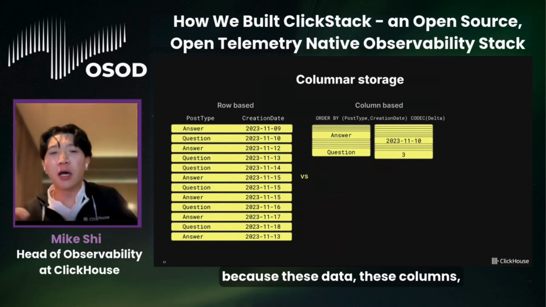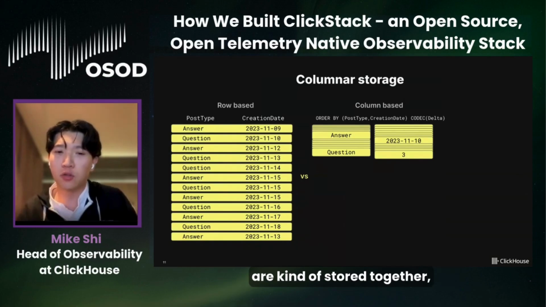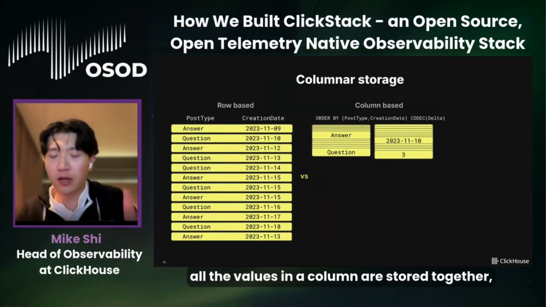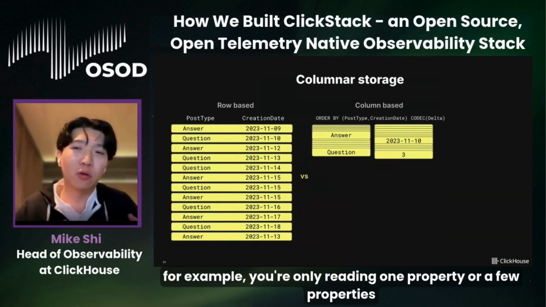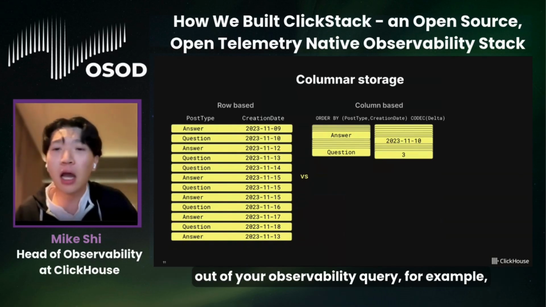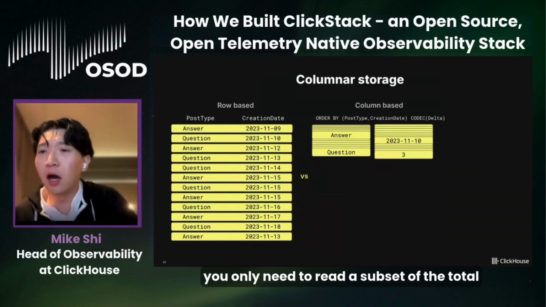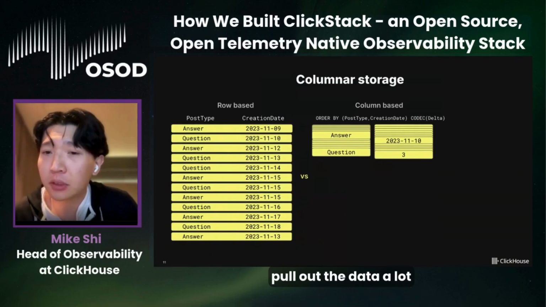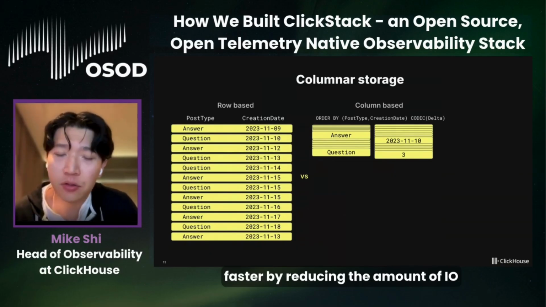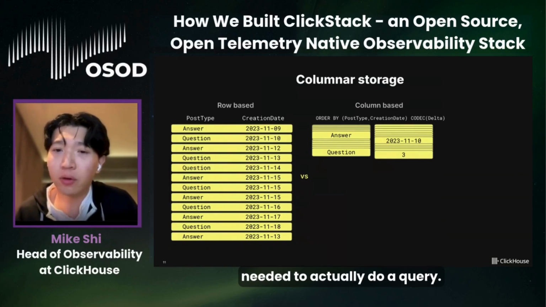And as mentioned, because all the values in a column are stored together, when you're only reading a subset of columns, for example, only one property or a few properties out of your observability query, you only need to read a subset of the total data size. This allows you to pull out the data a lot faster by reducing the amount of I/O needed to actually do a query.